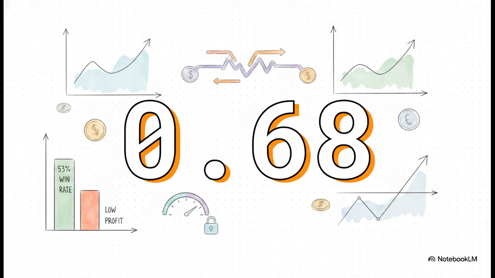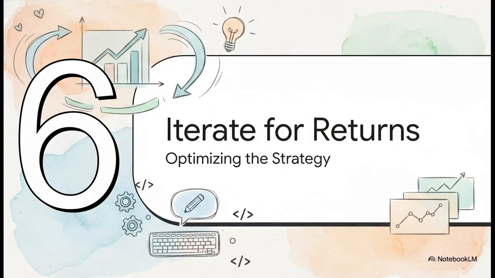A 0.68, it's not terrible for a first draft, especially alongside a 53% win rate. But the overall net profit was quite low because, as we saw, it conservatively used only 10% of the account balance per trade. So it's a very safe start, but it leaves a whole lot of performance sitting right there on the table. Which brings us to Section 6, iterating for better returns.